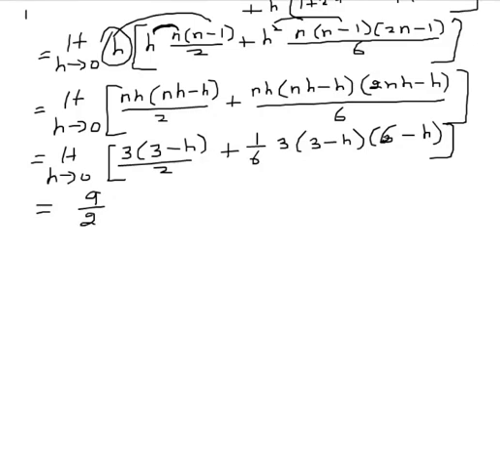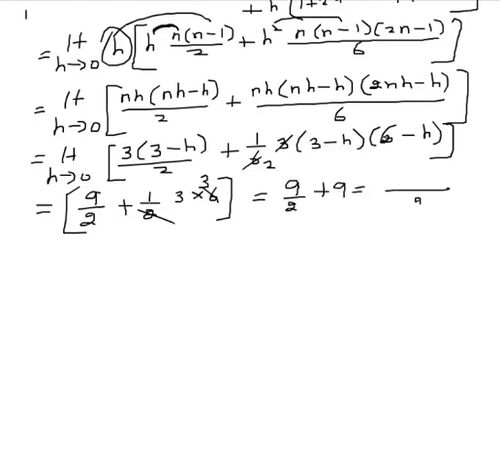So the first term becomes 9 by 2. The second term is half multiplied with 3 and 6. Nine divided by 2 plus 9. LCM is 2. We get 9 plus 18. The answer is 27 divided by 2.